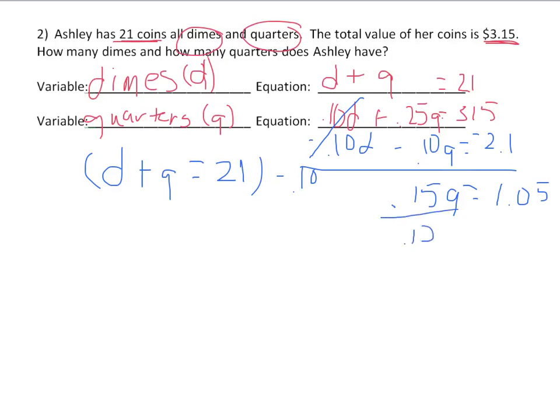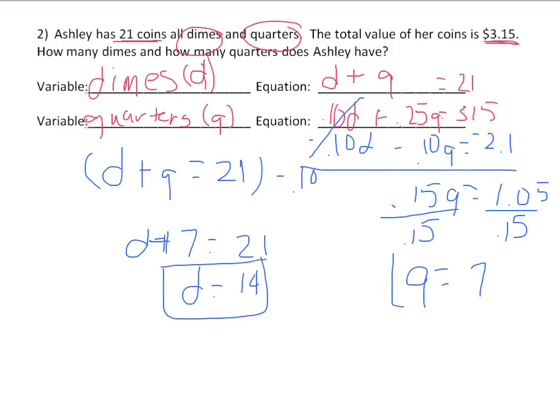Now I need to divide both sides by 0.15. I don't have a calculator on me. Let's see, that would be not 8. 8's too big. 6 is too small. 7. 7 times 5 would be 35. So the number of quarters we have is 7. Now I just plug that back in. D plus 7 equals 21. So the number of dimes that I have is 14.